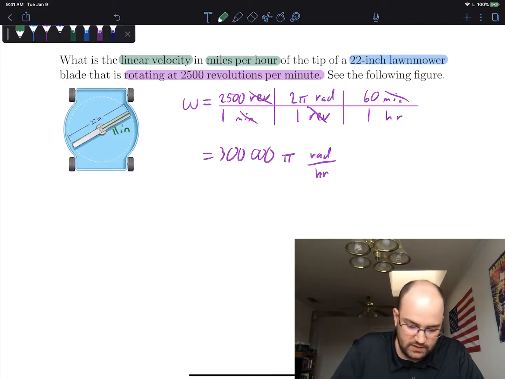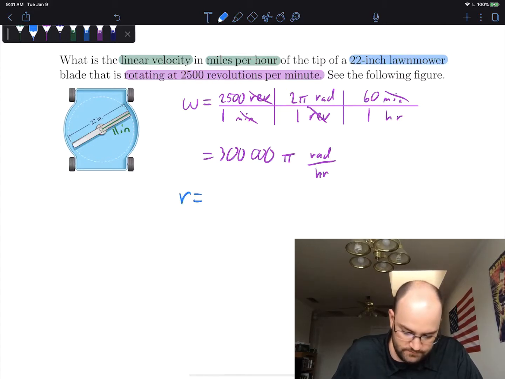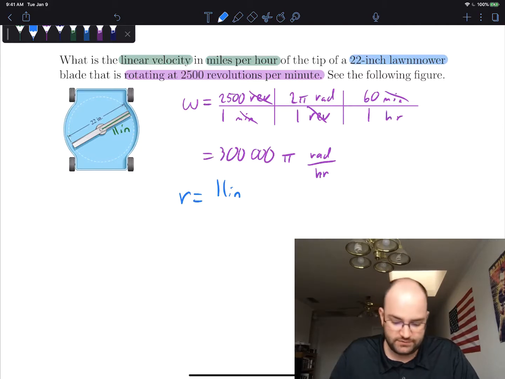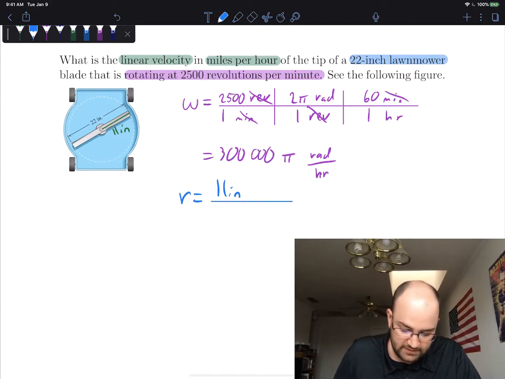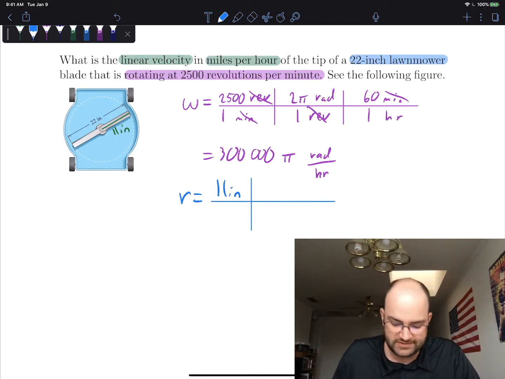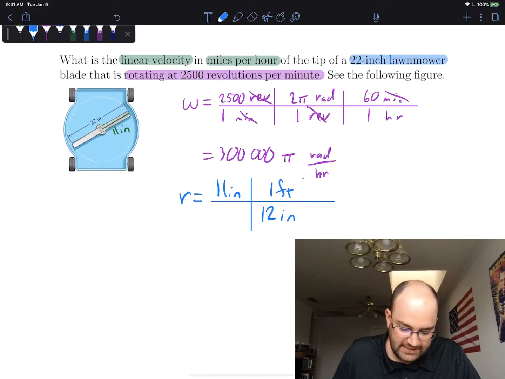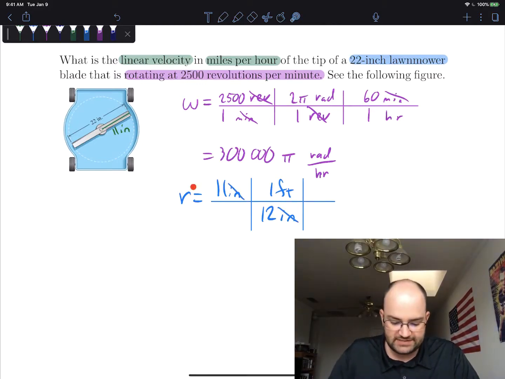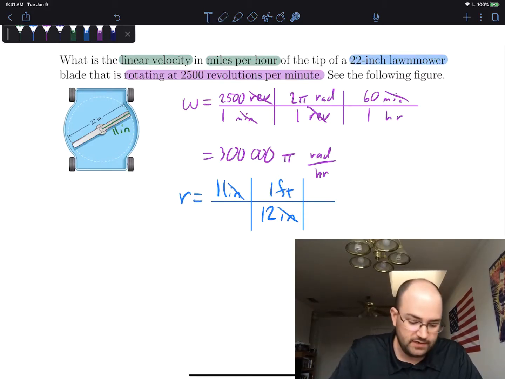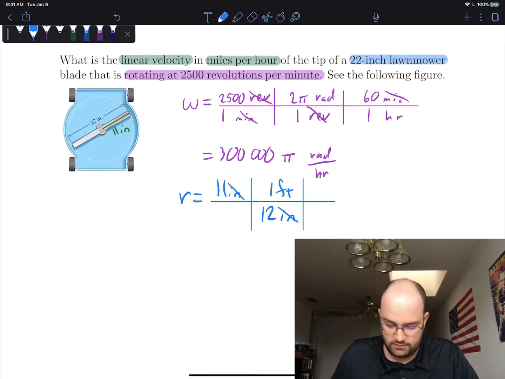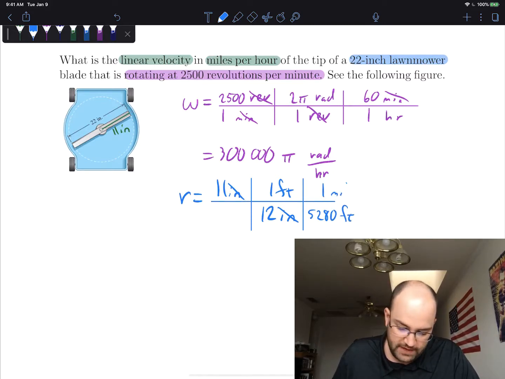Well, R is 11 inches, right? But we need to convert it into miles. And if you want to, you can memorize the formula for inches into miles, but frankly, it's hard for me to memorize that. So instead, I'm going to remember that there are 12 inches in a foot. That's easy for me to remember. So inches go away. But now this is in feet, but I do know how many feet there are in a mile. There are 5,280 feet in 1 mile.